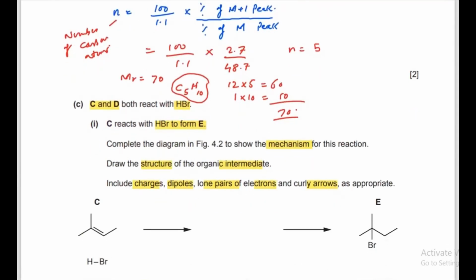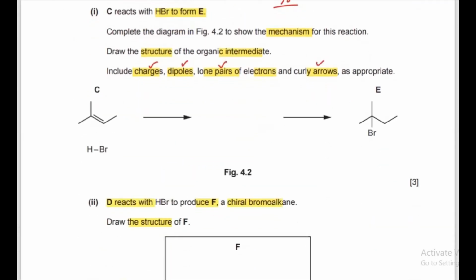C and D both react with HBr. C reacts with HBr to form E, and this is E and this is C. Now complete the diagram. We have to show the mechanism, draw the structure of the organic intermediate, and include the charges, the dipoles, lone pairs of electrons, and curly arrows. So first of all, show the charges. This is partial negative and this is partial positive. Then the dipole. Then the curly arrows.